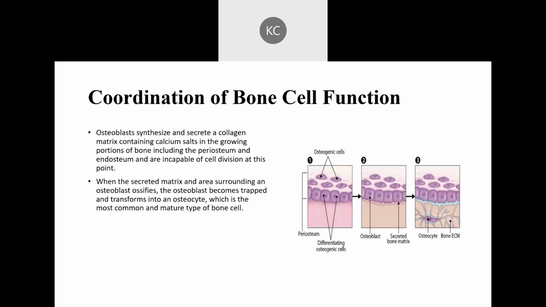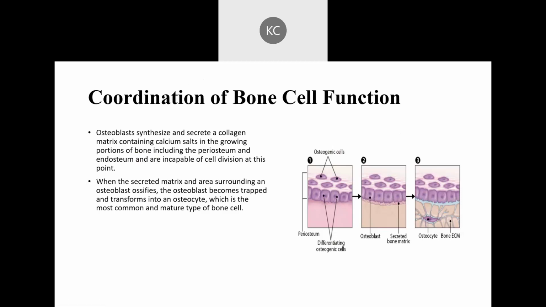Remember, you go from an osteoprogenitor cell to an osteoblast, and then as that osteoblast begins to secrete its products, it will become trapped in the extracellular matrix that it secretes outside the cell, and it will change name from an osteoblast to an osteocyte. So that's what we're talking about right here. It'll ossify; the osteoblast becomes trapped and will transform into an osteocyte.